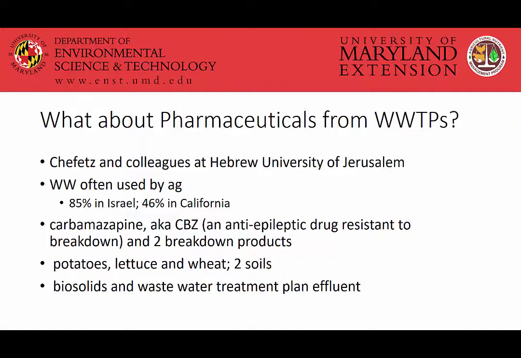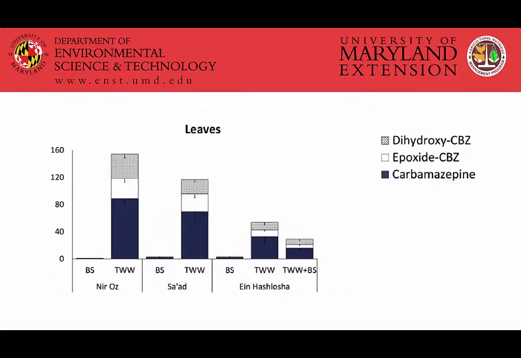All right, he looked at carbamazepine. I'm going to call it CBZ. It's an antiepileptic drug, and it's fairly resistant to breakdown, so he thought it would remain intact long enough for him to study it. And he looked at 2 soils and 3 crops, potatoes, lettuce, and wheat. And he looked at both biosolids and wastewater effluent, but there was way more put on in the effluent because it was put on all season long, as opposed to the biosolids, which were put on a little before the growth started. And I'm just going to show you lettuce.